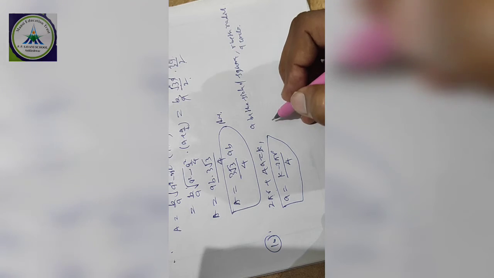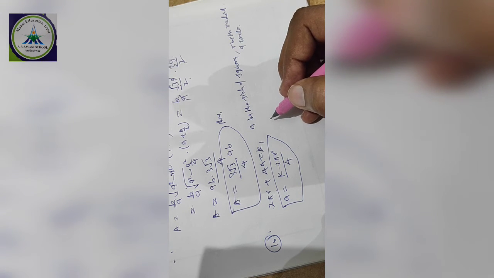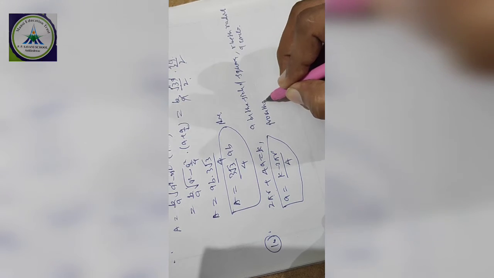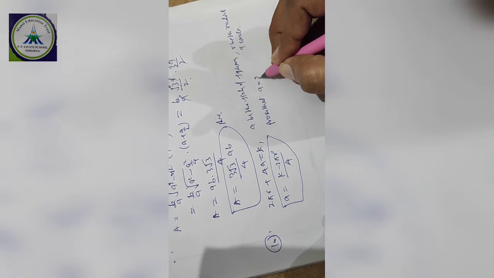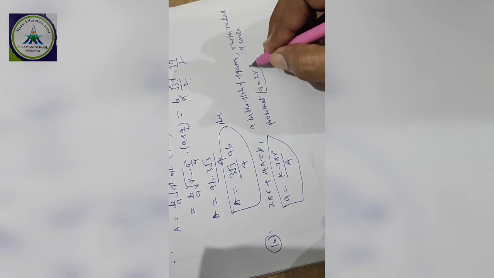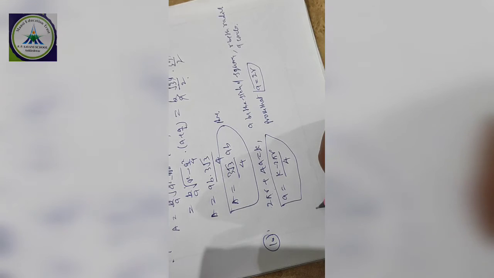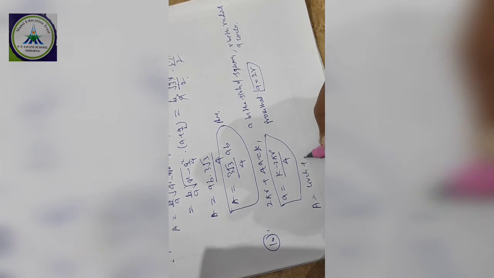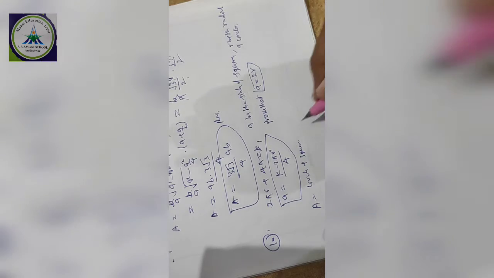This k is constant, and prove that the sum of the areas is least when the side of the square is double the radius. Prove that the side equals double of the radius. ये प्रूव आपको करना है. And the least area of circle plus square.